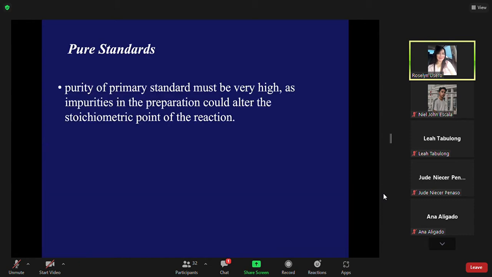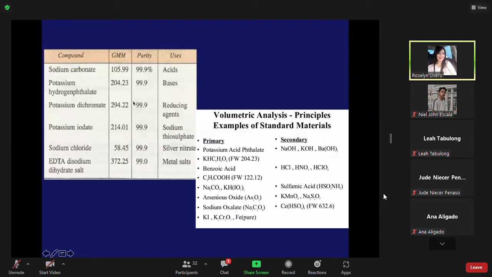Okay, so primary standard. The purity of the primary standard must be very high, as impurities in the preparation could alter the stoichiometric point of the reaction. So all primary standards must be of high purity, like this 99.9%.